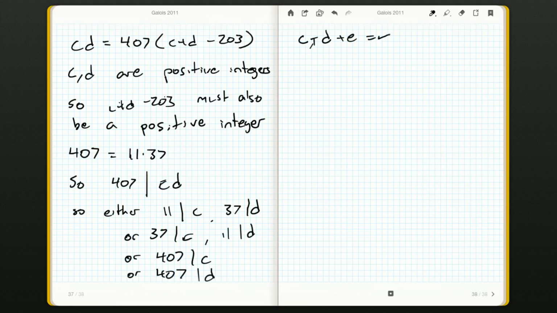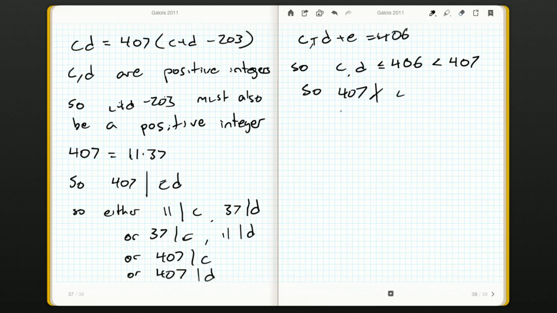Because C plus D plus E is 407. So C and D must be less than or equal to 407, which is definitely less than 407. So 407 does not divide C. And 407 does not divide D. So one of these has to have the 11, the other one has to have the 37. Okay.